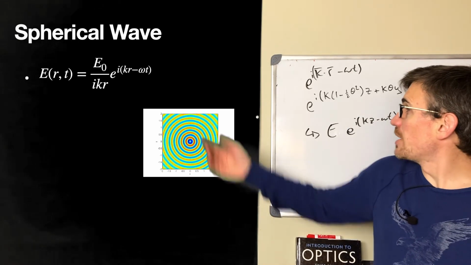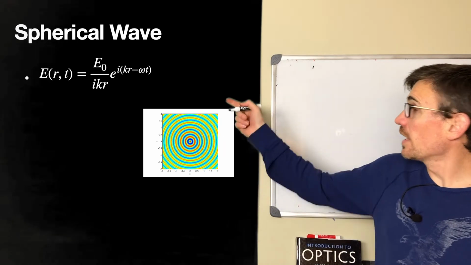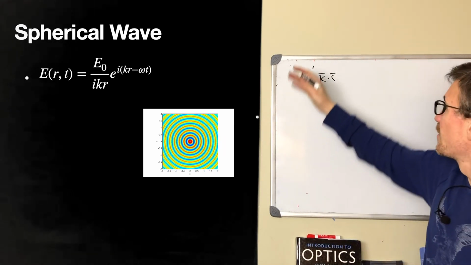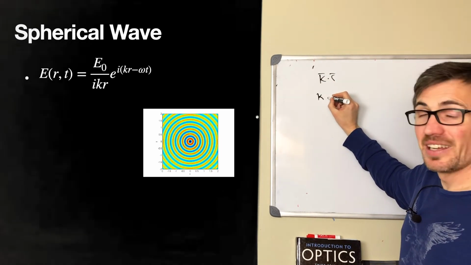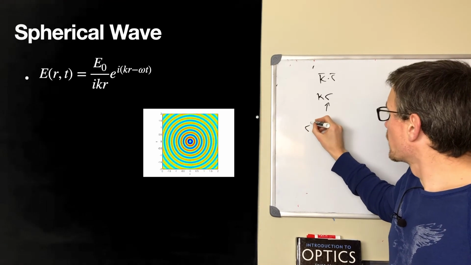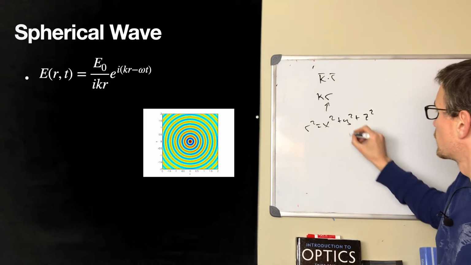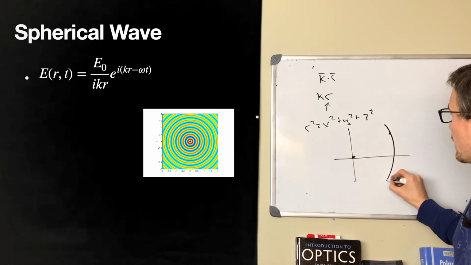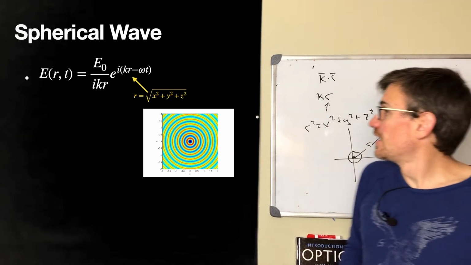Okay, so here's an animation of one of these spherical wave fronts. And if we look at the form here, it looks a lot like a plane wave, except instead of k dot r, which was our equation for a constant wave front, we have k r, and here's the confusing thing, r is the distance away from the origin. r squared is equal to x squared plus y squared plus z squared, right? So here's the origin, some distance away. Here's what a phase front looks like at a constant distance r. Okay, so that's this term r here.